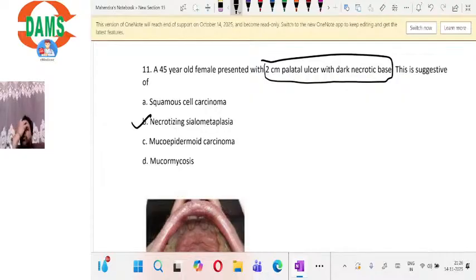Because squamous cell carcinoma, if you see the ulcer, will usually be an irregular ulcer. It won't be like this, a typical small 2 cm regular margin. It will have ragged borders and ill-defined margins. Mucoepidermoid carcinoma is also like that. Mucormycosis is destructive, not localized.